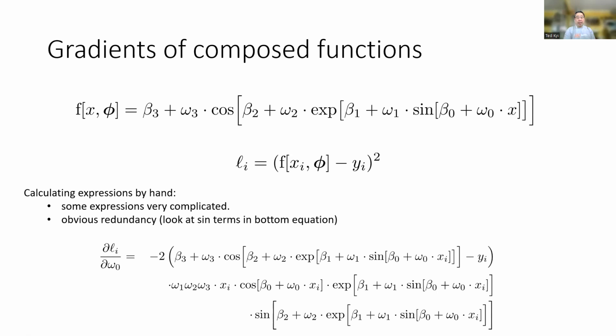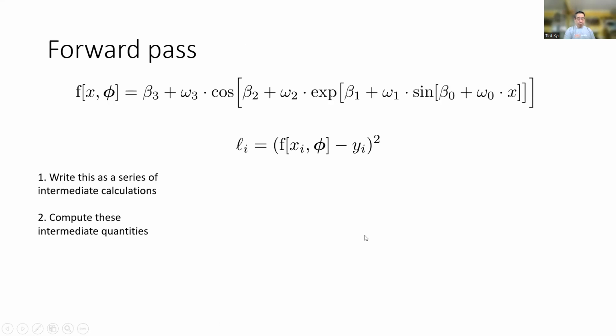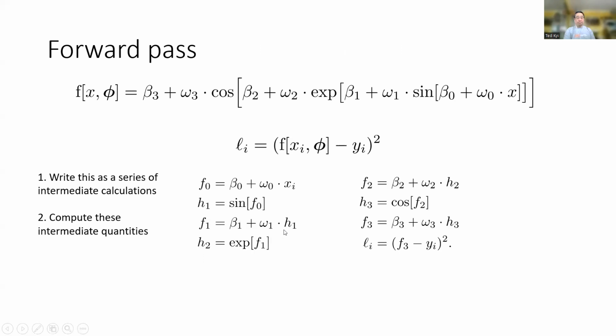So if you do it by hand on the whole thing, you get this big, long, complicated thing. I think there are slides that break this down into smaller steps. What we're going to do is write this as intermediate calculations instead of trying to do this in one giant step.